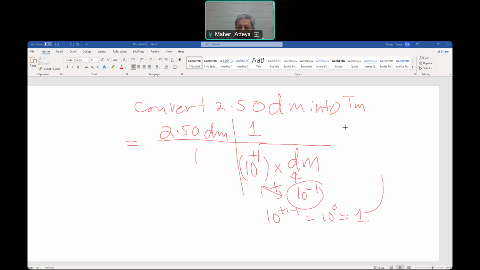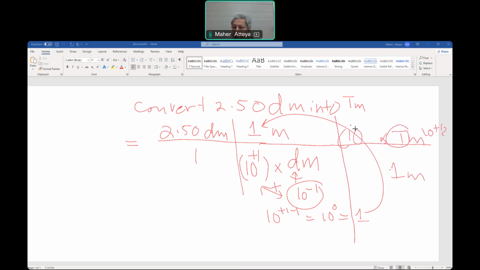Our basic unit here is the meter, correct? So I go back here, and I want to get 1 meter here, and terameter is here. Tera is 10 to the power plus 12, so I put in front of it 10 to the minus 12, the opposite sign of the exponent, correct? So then I have everything there.